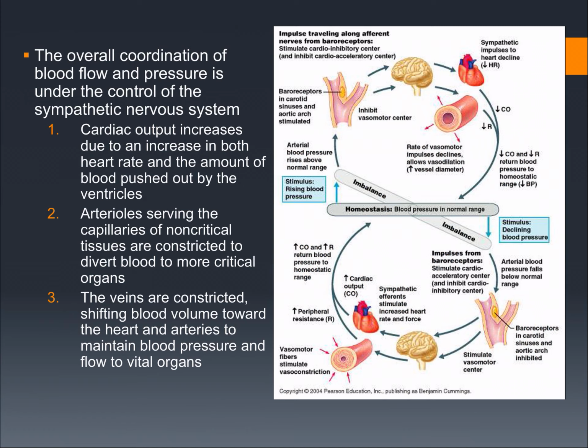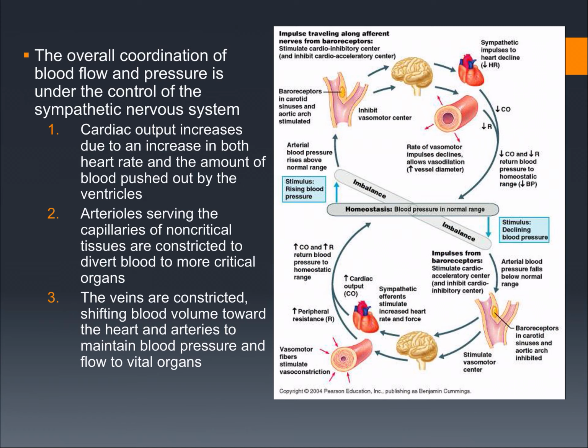The arterioles, remember those tiny arteries, serving the capillaries of non-critical tissues are constricted to divert blood to more critical organs. So in a sympathetic nervous system response, you're running away from a bear, you're terrified, you're fighting something, so you need all the blood to go away from non-vital places, away from, let's say, digestion, which is something that can wait, to running away because your life is in danger.